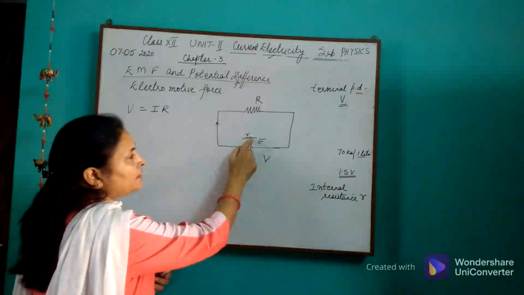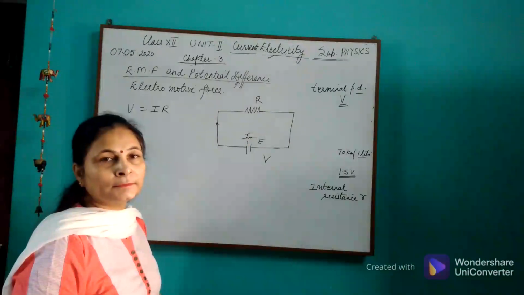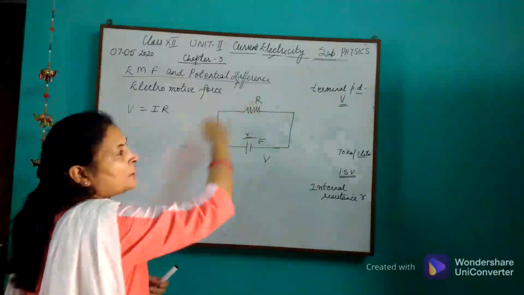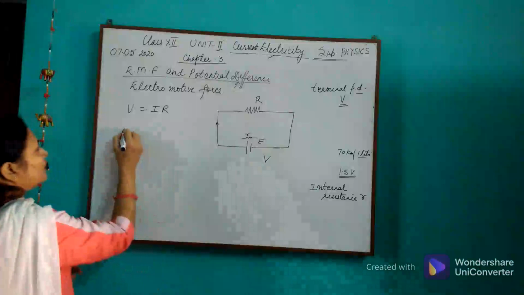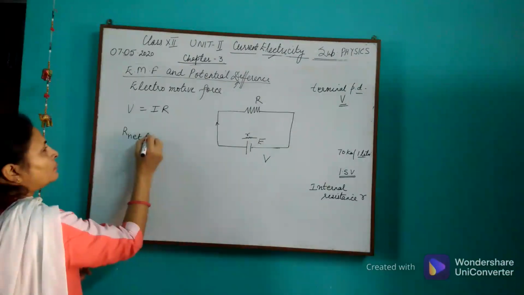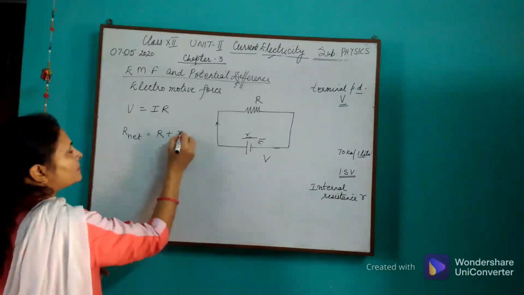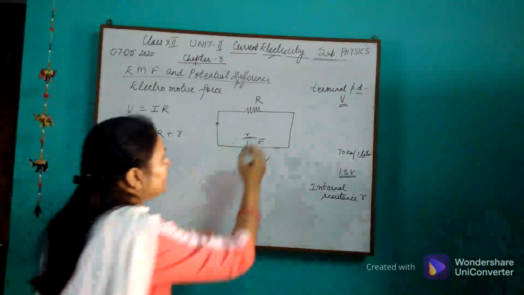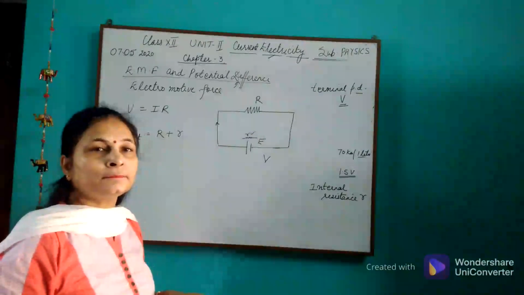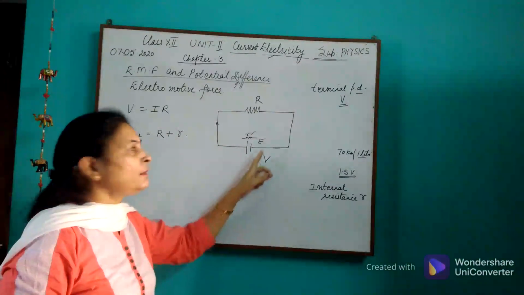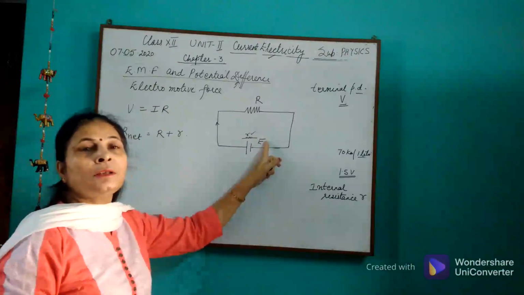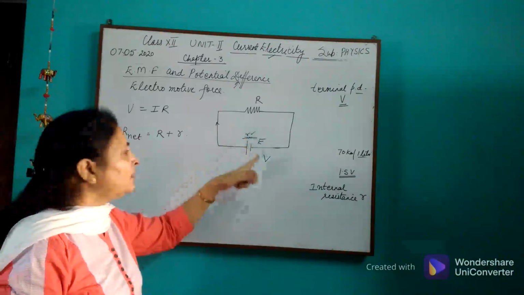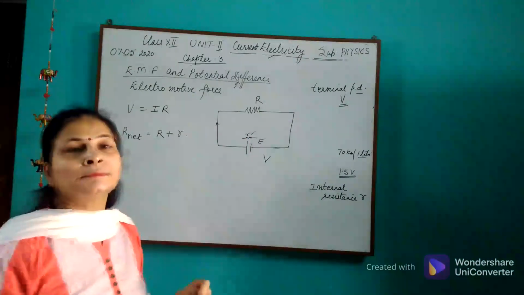Now, if this internal resistance is being considered, then what will be our value of R, the total value of R of the circuit? R net will be equal to R plus small r. So when we are neglecting small r, the value of potential difference is known as E or EMF. When we are including r, then the value is known as V.